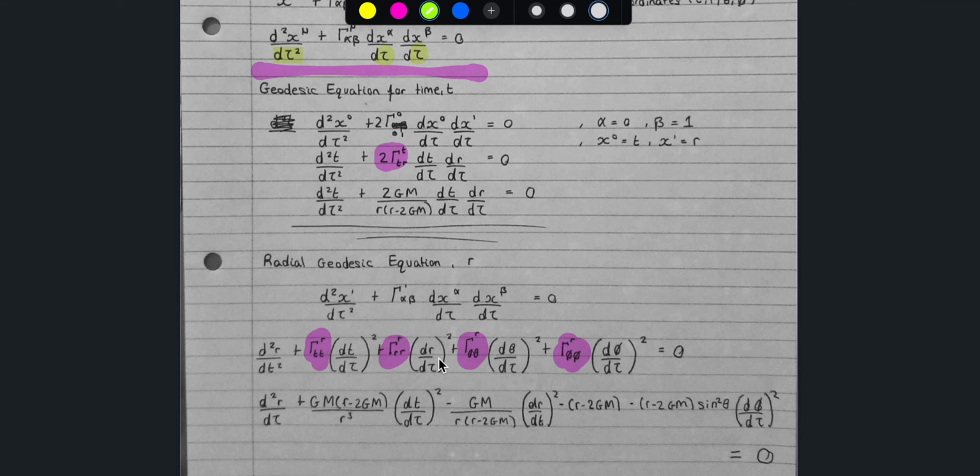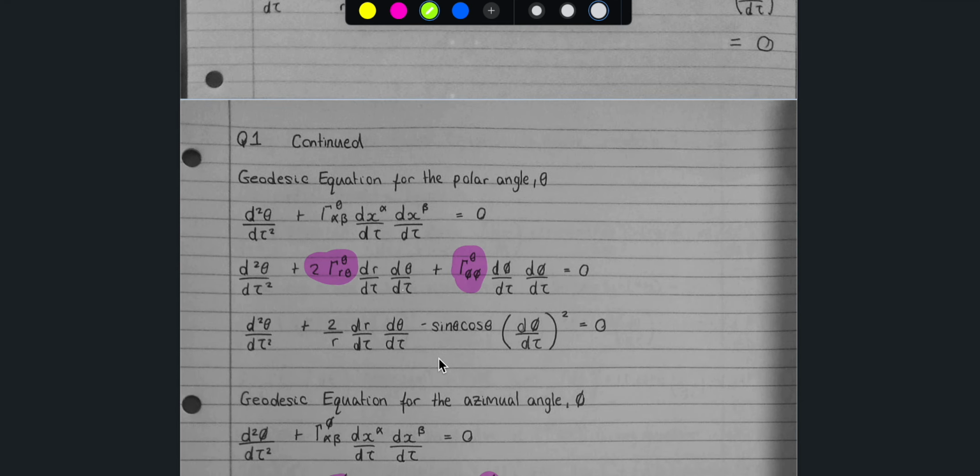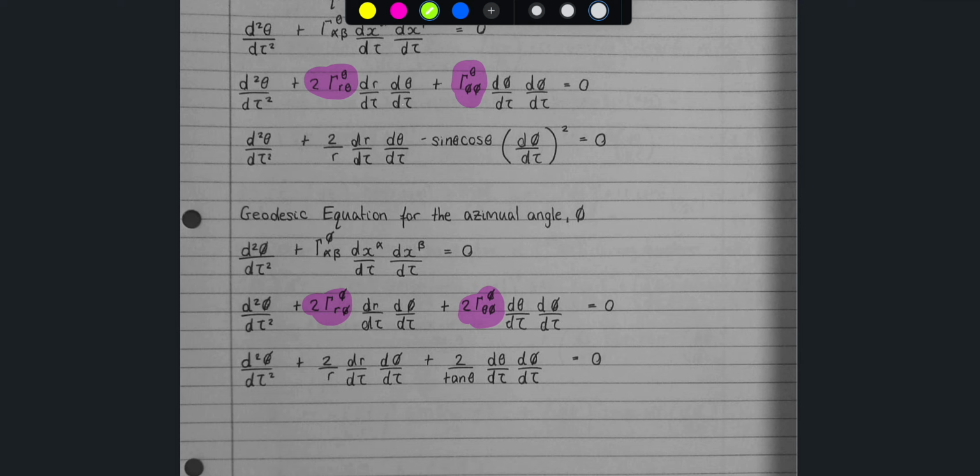For the radial equation, this shows us the travel to and from the origin. For the polar angle theta, this shows us the motion relative to the equatorial plane. For the geodesic equation for the azimuthal angle phi, this shows us the azimuthal component of motion.